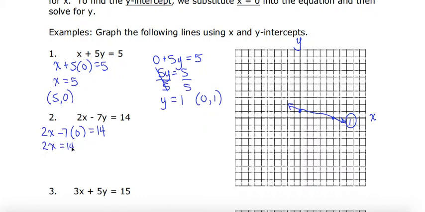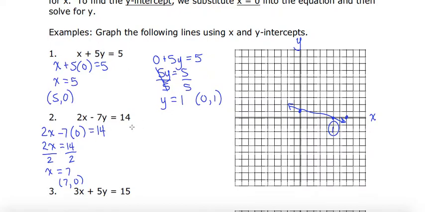Now we need to divide both sides by 2 to get rid of the coefficient in front of the x. So 2 divided by 2 is 1, so we're left with x, and 14 divided by 2 is 7. So if I was to write this as a coordinate, it would look like (7, 0). So now I can go ahead and plot my x-intercept of 7. So 1, 2, 3, 4, 5, 6, 7. I'm going to move this over here. There we go. So now I can plot that. My x-intercept at 7 is right there.